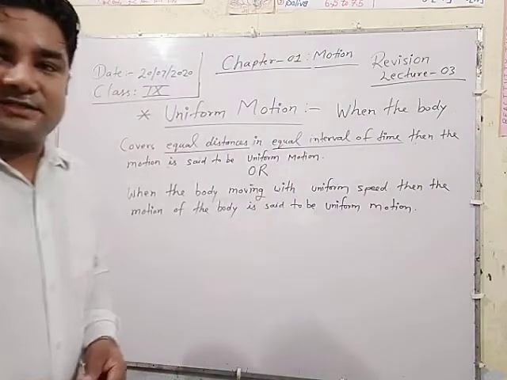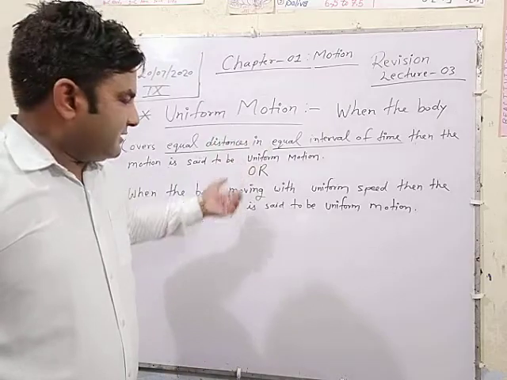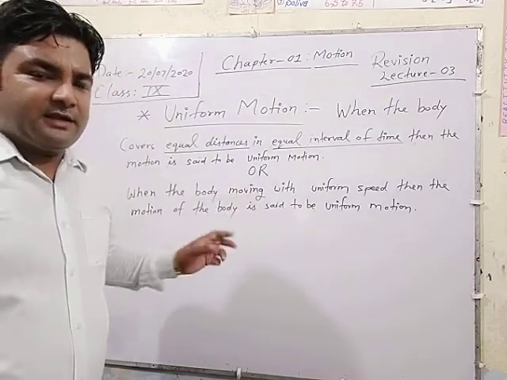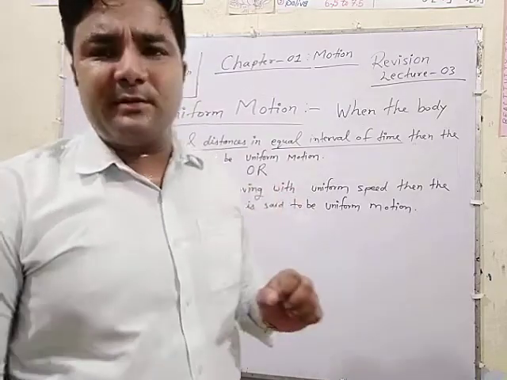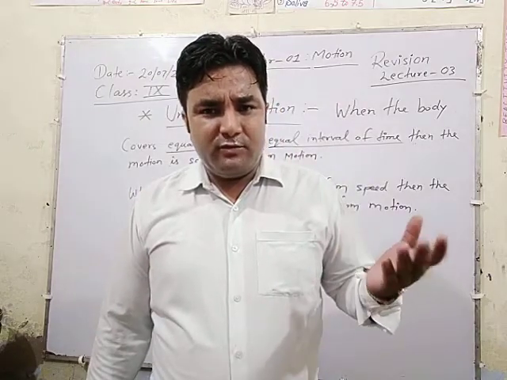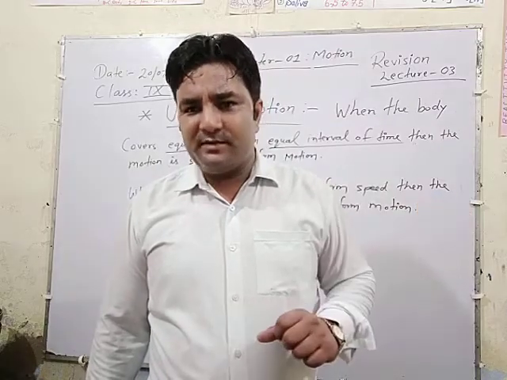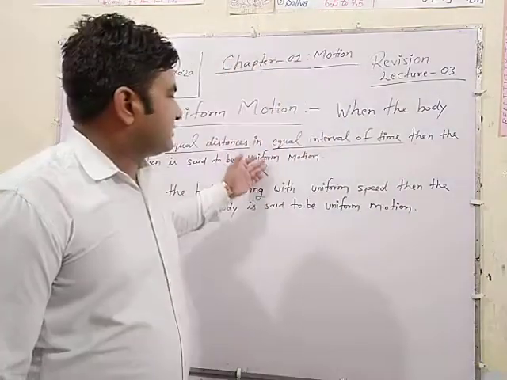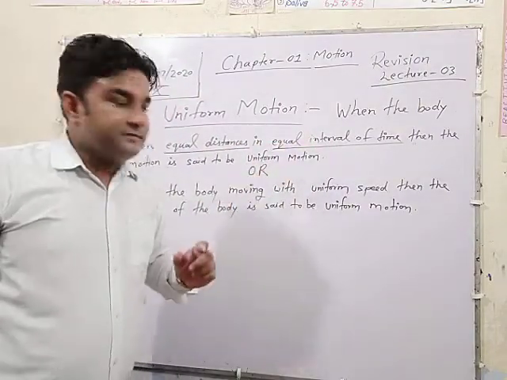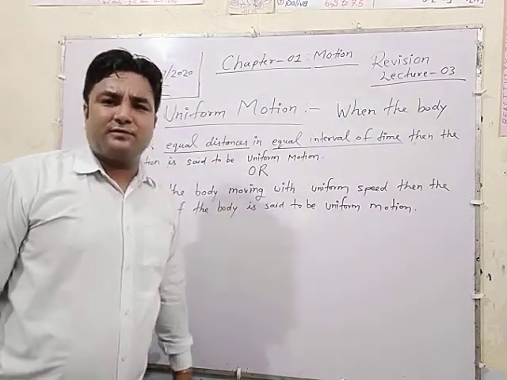Clear? If you write this definition, then your concept is clear. If you write the other definition, then your concept is also clear, because in both definitions the concept of equal distance in equal interval of time is given. Uniform speed means whenever a body moves with uniform speed, it covers equal distances in equal interval of time. And when you use the concept of equal distances in equal interval of time, the body motion is said to be uniform motion, or in terms of uniform speed you can also define uniform motion.